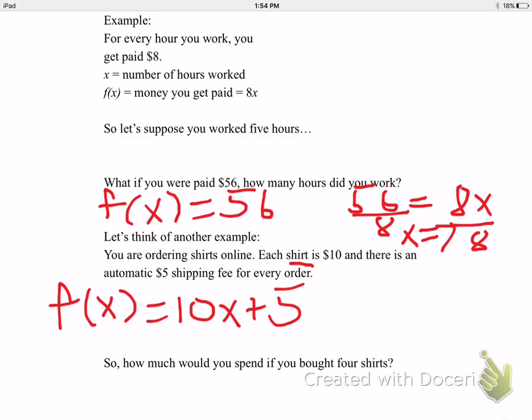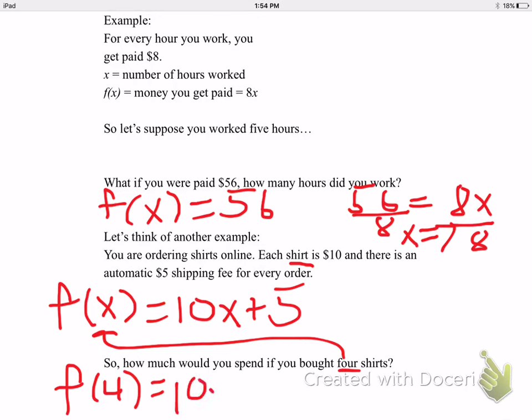Now it asks below, how much would you spend if you bought 4 shirts? So 4 is going to be the input that we're going to put in for x. So we have f of 4 is going to equal 10 times 4 plus 5, which equals 40 plus 5, which equals 45. Anyway, you're going to be spending $45 if you buy 4 shirts. So 4, the independent variable, the input, we're putting it in, and we're spending $45.